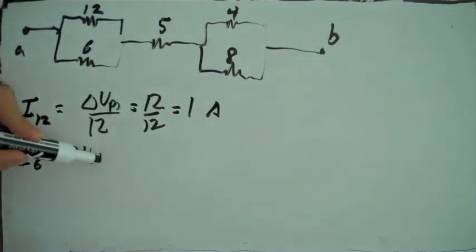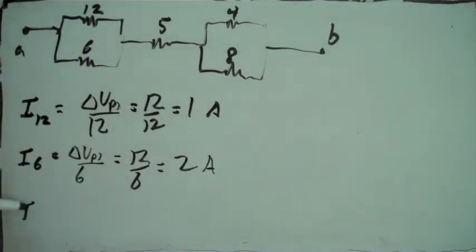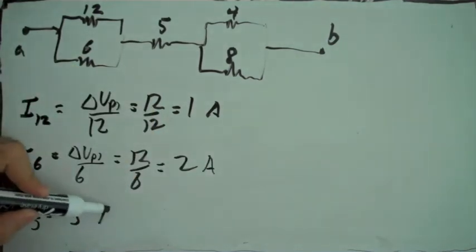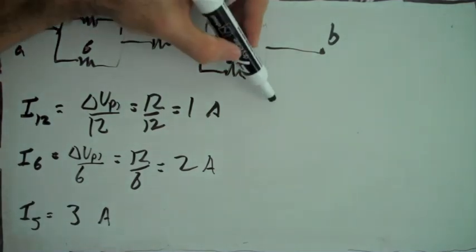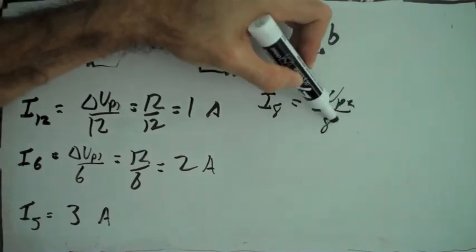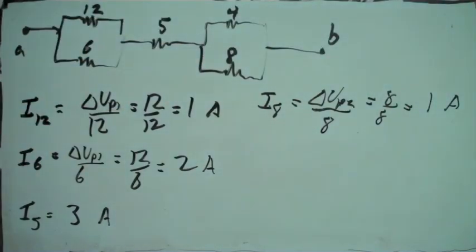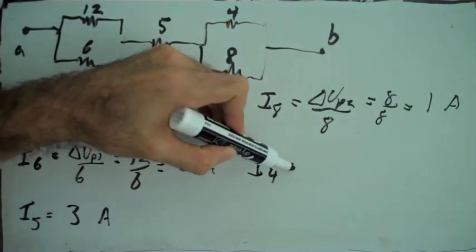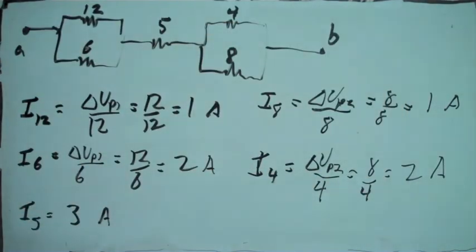The current going through the resistor of 6 ohms is 2 amps. And in the same way we can calculate the current through the other resistors. The current through the resistor of 5 is just 3 amps. It was the same as the current from point A to point B. But the current through the resistor of 8 ohms is just the potential difference across the resistor divided by its resistance. And the same for the other resistor. The resistor of 4 ohms is just the potential difference across that resistor divided by its resistance. So we get these values for the currents through each of the resistors.